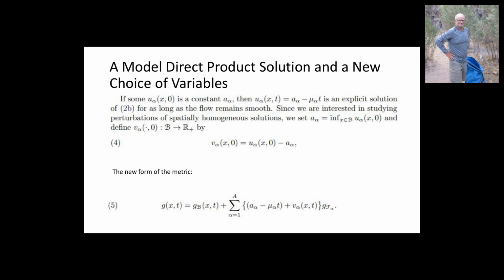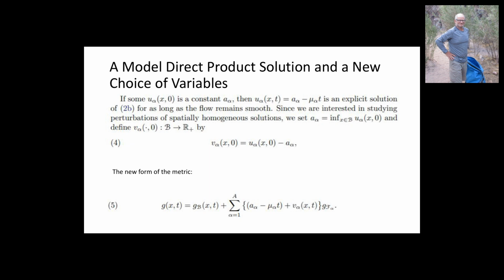If we let these functions u alpha be constants, which we call A alpha, and if we write u alpha(x,t) as A alpha minus mu alpha times t, where mu alpha, recall, comes from the Einstein metrics, then we find that this is an explicit solution of the second equation for as long as the flow remains smooth.